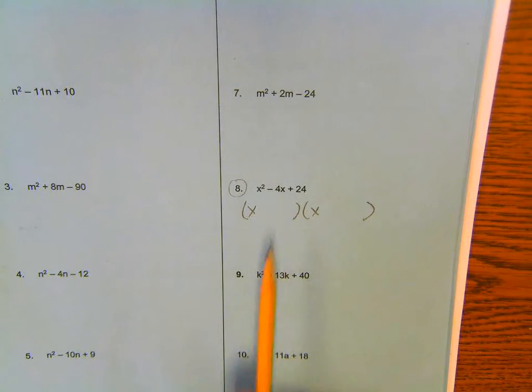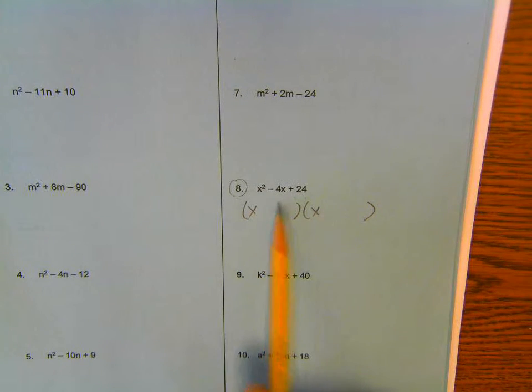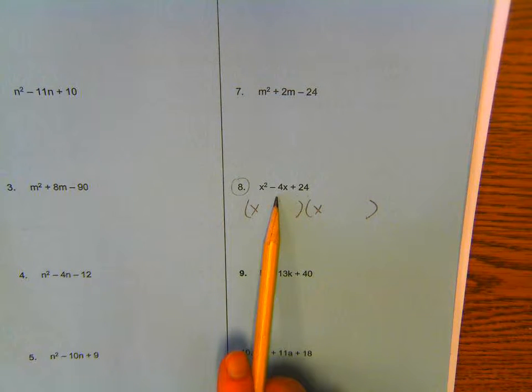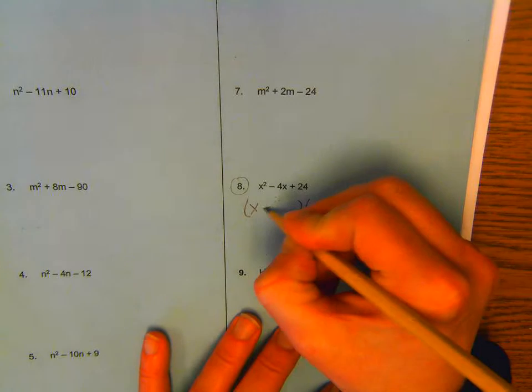Tell me about the sign. What multiplies to be a positive 24? Either a positive and a positive or a negative and a negative. What would it have to be in this case if this were a negative 4? A negative and a negative. Okay. It has to be.